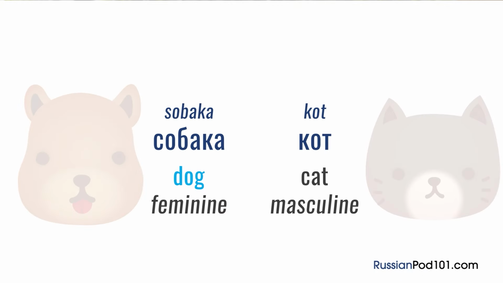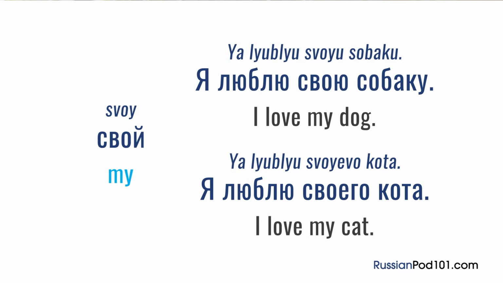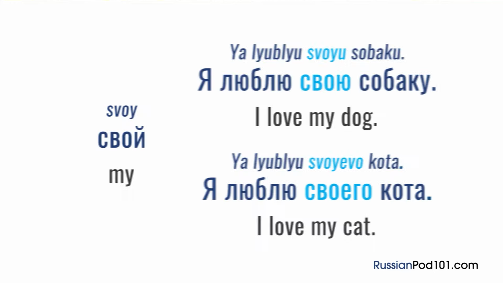For example, the word dog is feminine, собака, and the word cat is masculine, кот. If you want to say, I love my dog and I love my cat, you'll have to use different endings for the nouns. Я люблю свою собаку, but я люблю своего кота, respectively. You can see that even the pronoun my, свой, will change for these sentences because of the animals' genders.